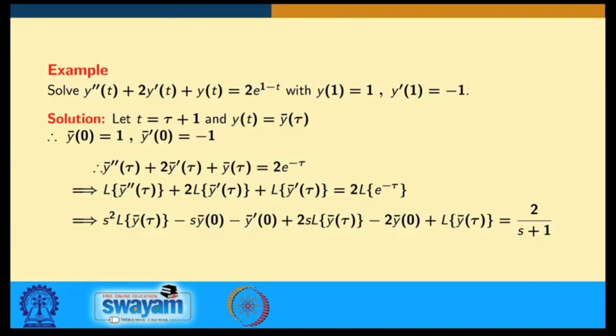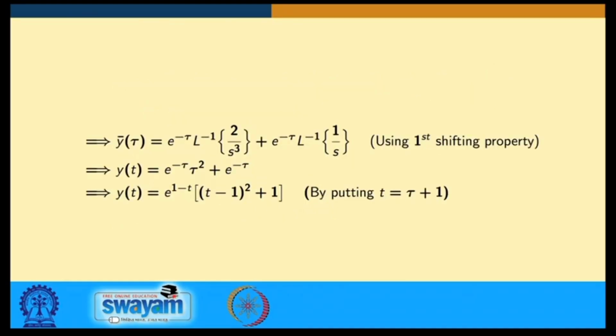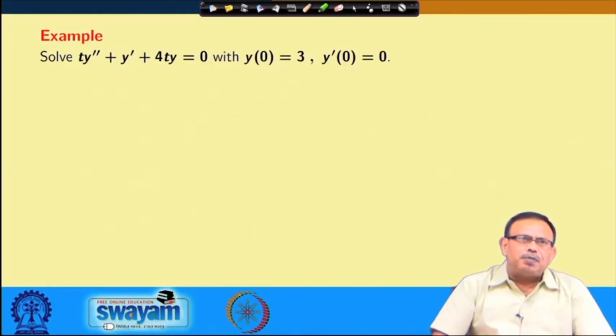Let us see this. We are obtaining the solution as I described earlier. Just for your simplicity, you can go through this, that is the reason I am showing it. So y bar tau you obtain from here using the shifting property. You write it as power s cube like this, and simply I can find the solution, so that you can obtain y t equals e power 1 minus t into t minus 1 whole square plus 1 as the solution.